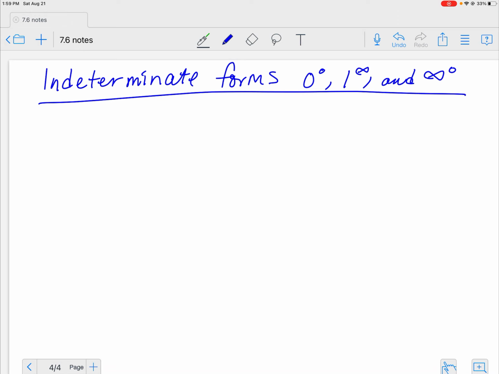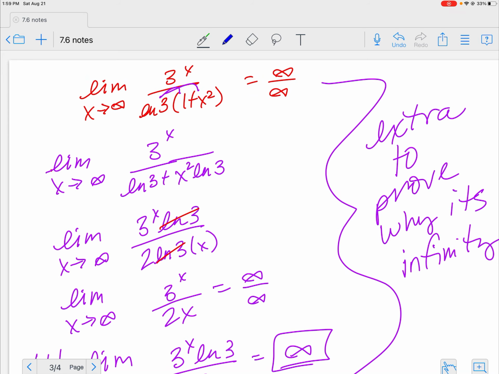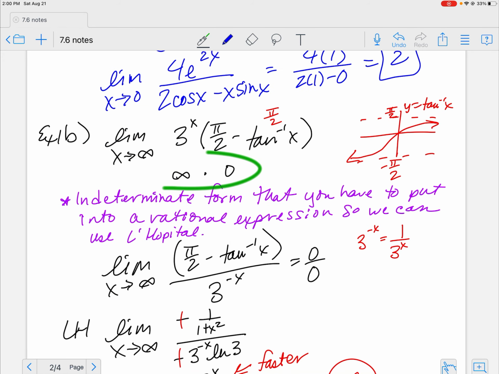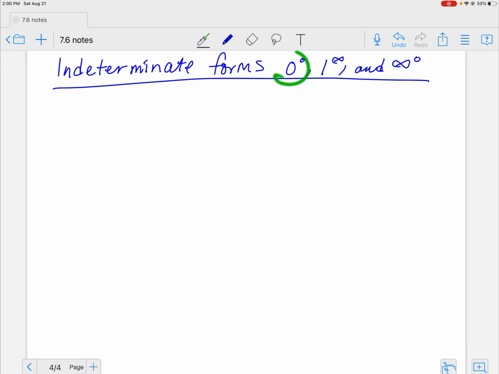Kind of like how, let me scoot back a little, we took this problem right here of 0 to the infinity in Calc 1, manipulated it so you could do L'Hopital. We are going to use these forms and manipulate them so we can do L'Hopital. All right? Okay. That's why they're still considered indeterminate forms.